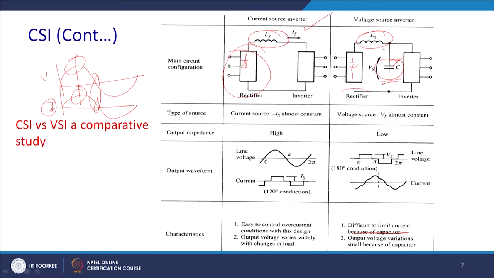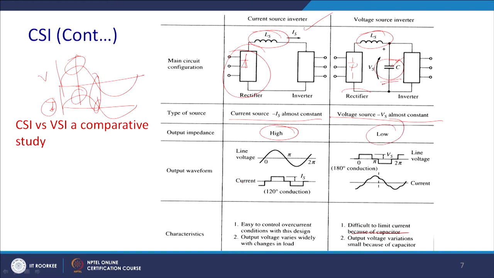So, types of source: in the current source inverter, IS is almost constant; in the voltage source inverter, the voltage is almost constant. We get a constant voltage source irrespective of the load, that is our assumption, and we manage it by the modulation. Output impedance is high in the CSI, so that is one of the problematic entities here, generally high because of the large inductor, and here it is quite low.